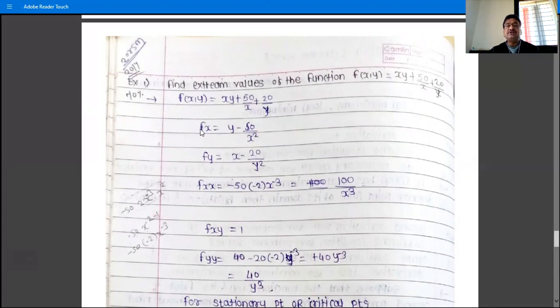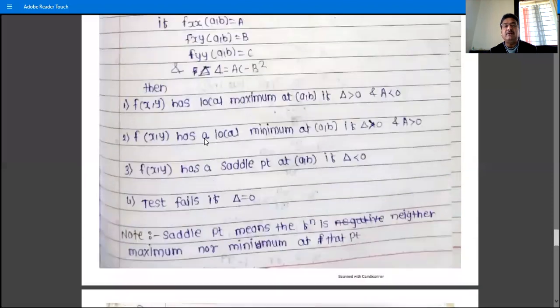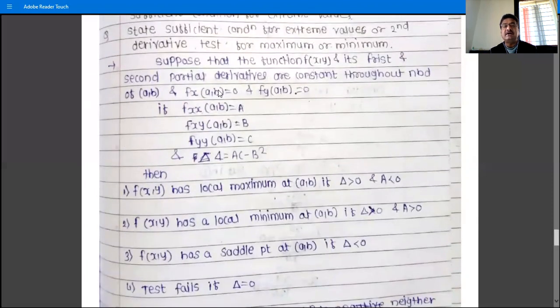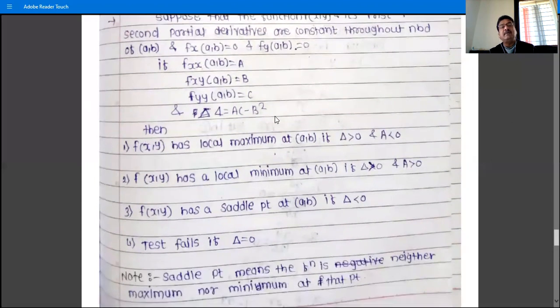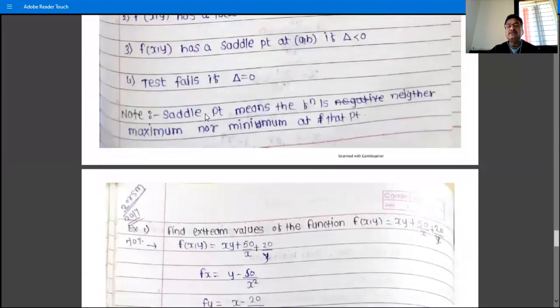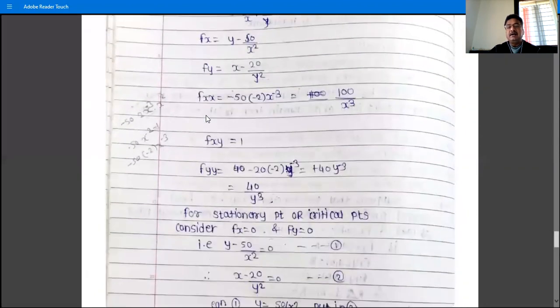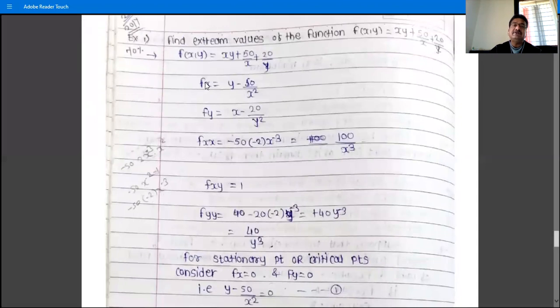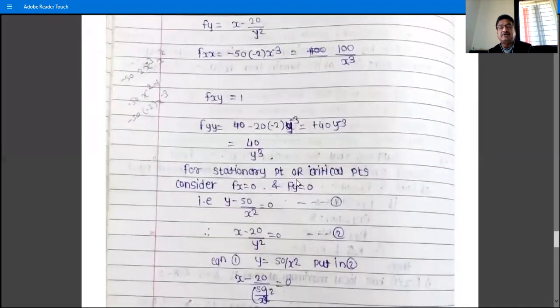So what is the procedure to find the maximum or minimum value? This is the procedure. We consider two equations, fx is equal to 0 and fy is equal to 0, and solve these two equations simultaneously or independently, and find the values of the points a, b. And the points are called critical points or stationary points. That is, after solving the two equations fx equal to 0 and fy equal to 0, we have the critical points or stationary points.